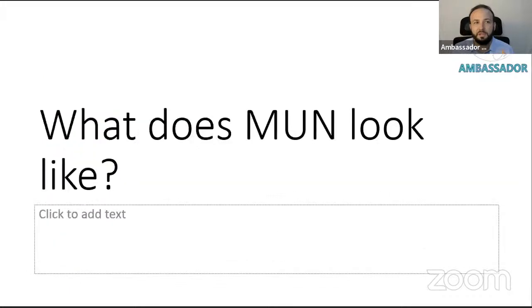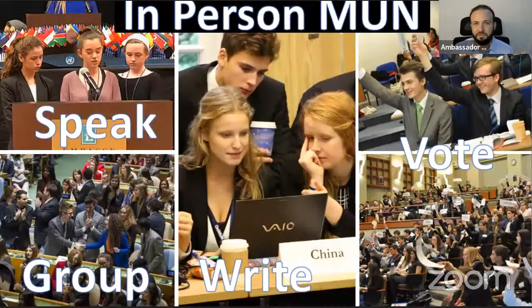So what does Model UN look like? In person, you can see students speaking on a podium, but also in the group section, everyone gets out of their seats, talks, and works independently. They crowd around laptops to write, and then they vote, whether it's a classroom of 10 or an auditorium of 200. And every vote is needed.